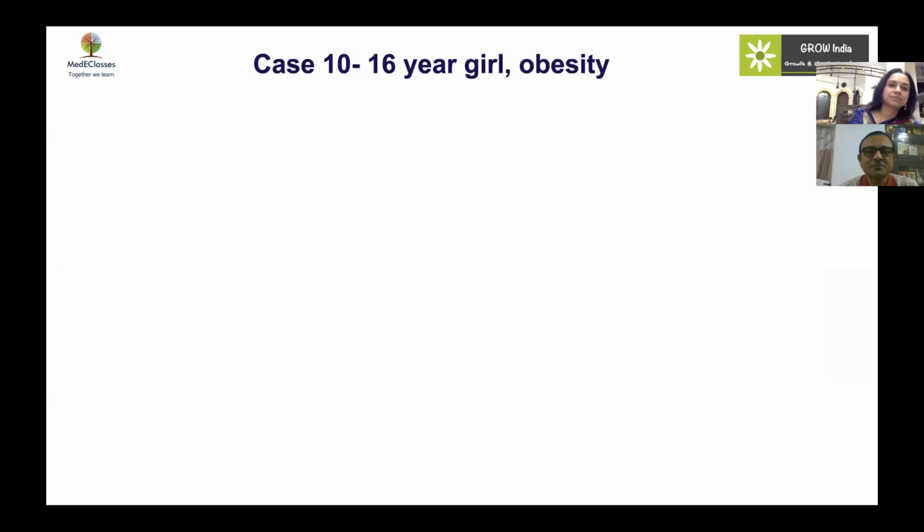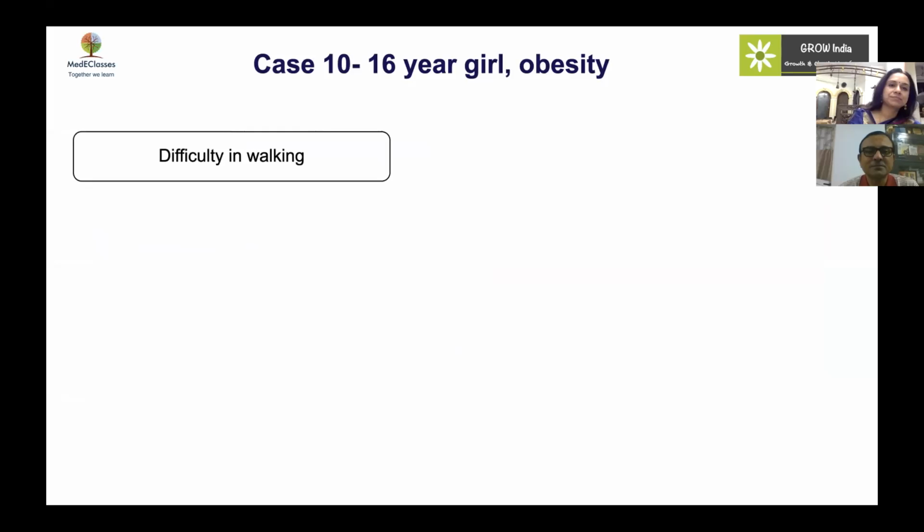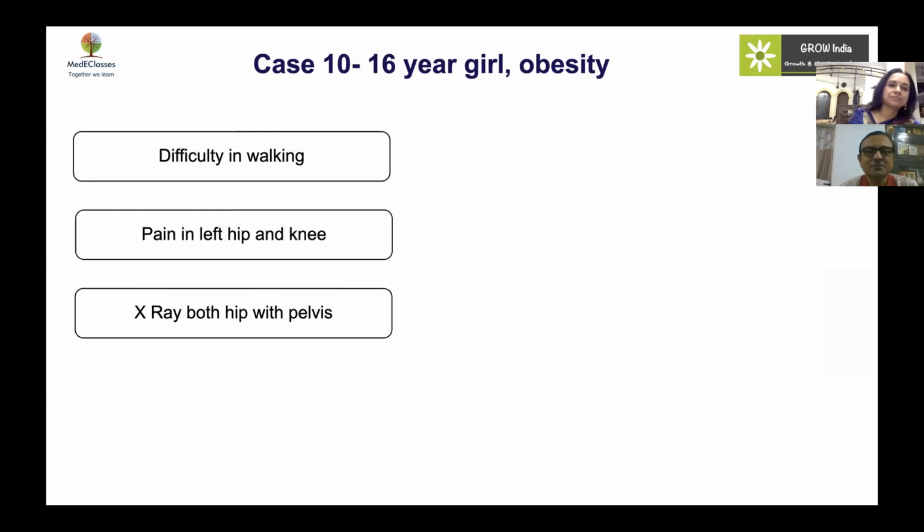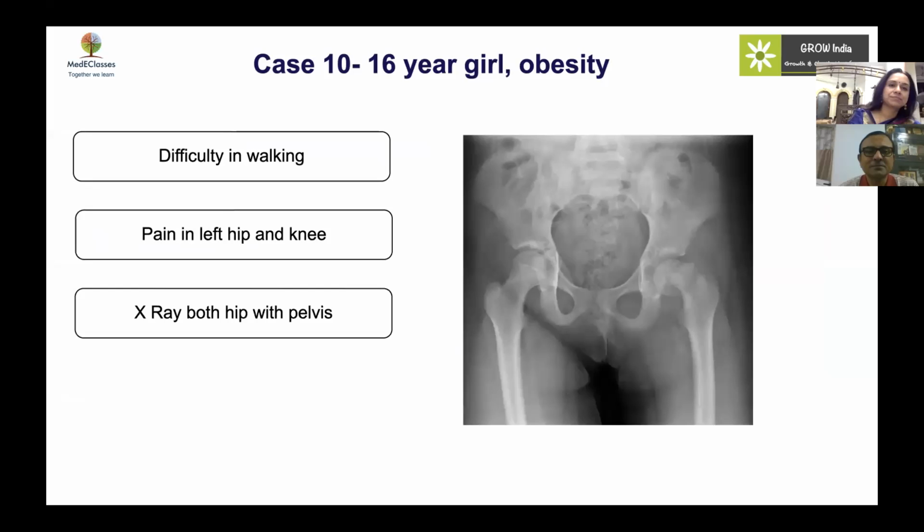A 16-year-old girl with obesity suddenly starts to complain of pain in the leg and difficulty in walking. This is a common thing. Always think of a slipped capital femoral epiphysis. So if you have a child who is obese, with difficulty in walking, knee pain, or hip pain, do an X-ray. It is a common problem, particularly in obese adolescents, that we are observing.